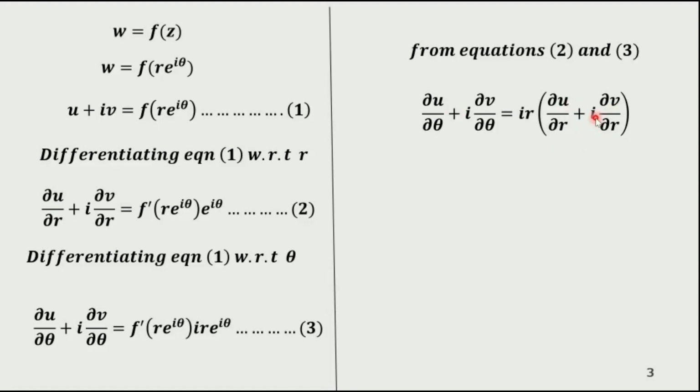Now equating real and imaginary parts. For that, I will take IR inside this bracket. So we can write dou u by dou theta plus I dou v by dou theta is equal to IR dou u by dou r. I into I is I square, but I square is minus 1, so minus r dou v by dou r.